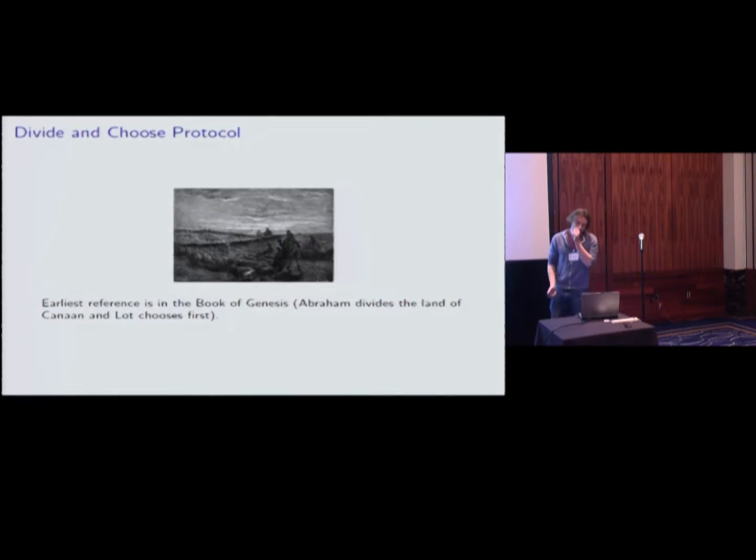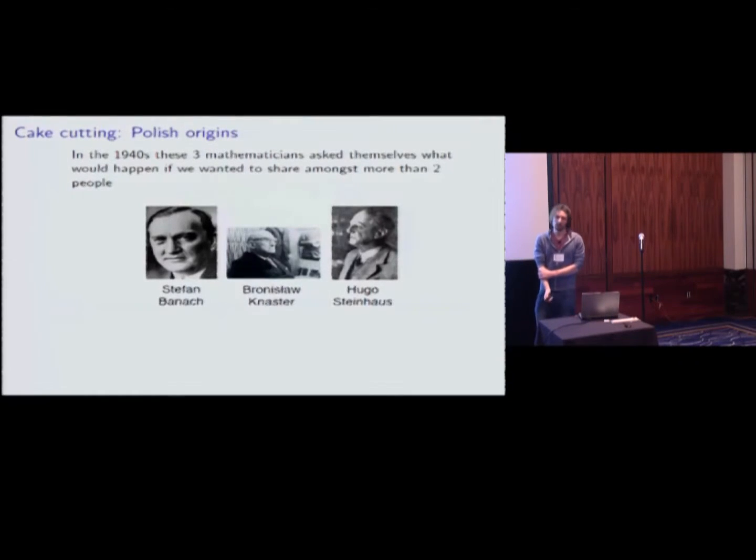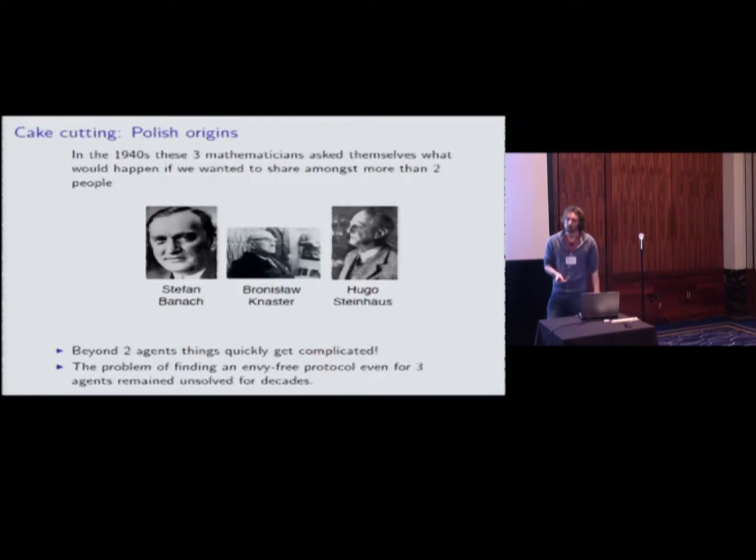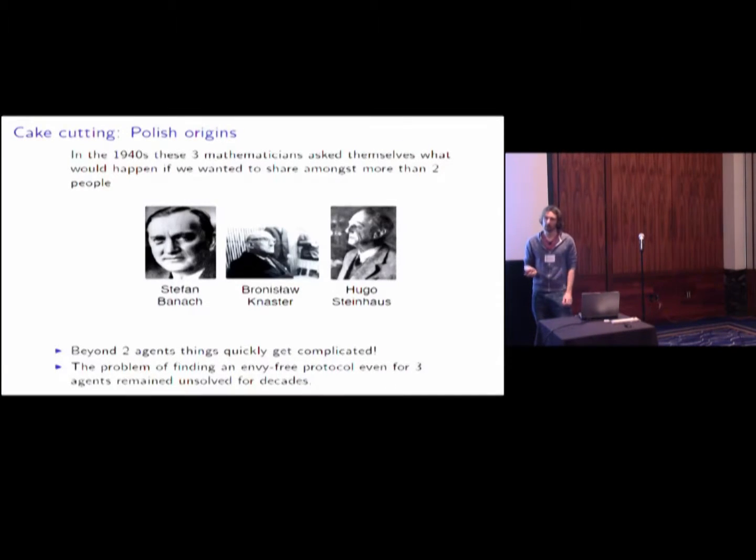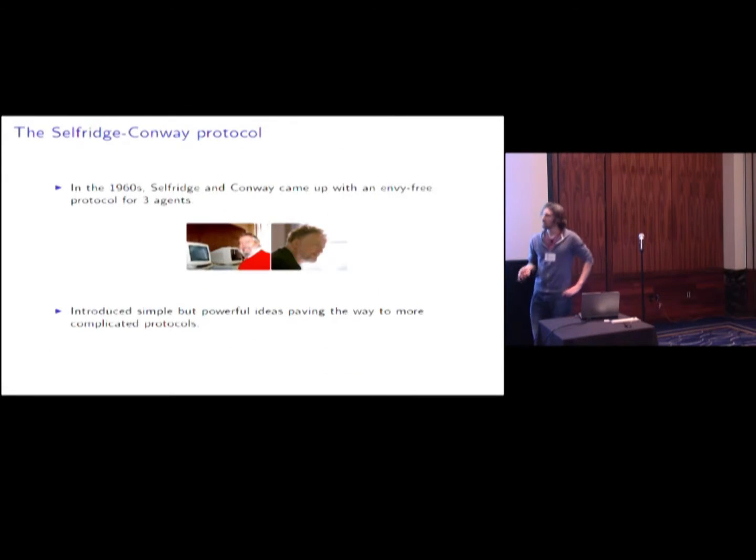But in the 1940s, these three mathematicians sat down and asked themselves, how could we formalize this notion of fairness to beyond 2 people? And they quickly realized that beyond 2 agents, things got quite tricky. In fact, the specific problem of finding a protocol for 3 agents remained open for decades after they formalized the setting. This was done in the 1960s. Selfridge and Conway, two other famous mathematicians, independently came up with a 3-agent protocol. This protocol introduced a few simple but very powerful ideas which paved the way to more complicated protocols which came afterwards.